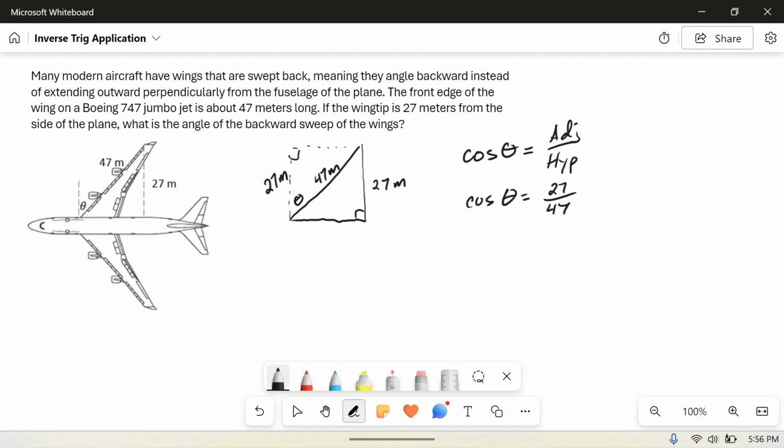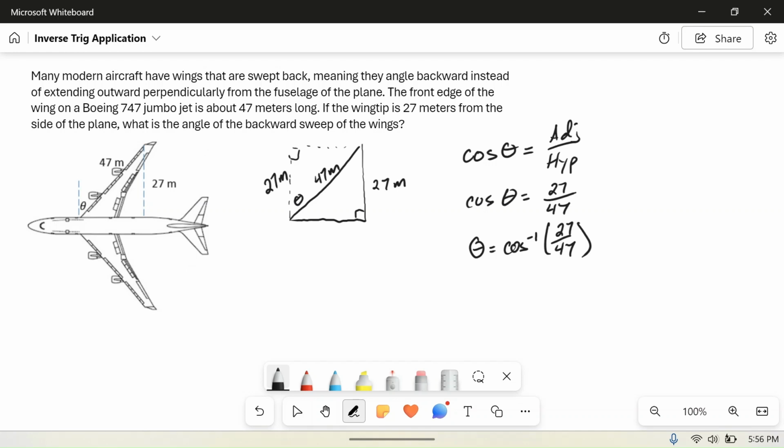If we want to flip the inputs and the outputs, so here the input is theta, and the output is that fraction, 27/47, then that converts from a normal cosine function to the inverse cosine function. So let's rewrite this as theta is equal to the inverse cosine of 27 over 47. 27 over 47 isn't really one of our nice unit circle values, like a half or root 3 over 2.